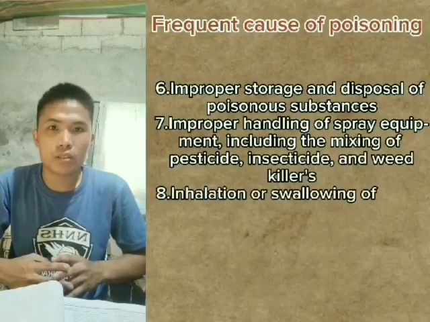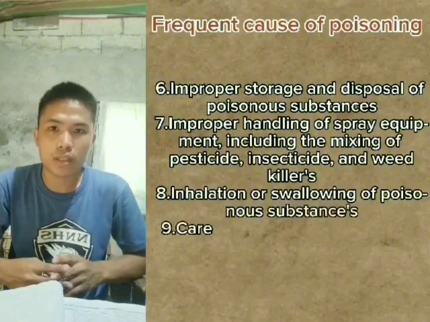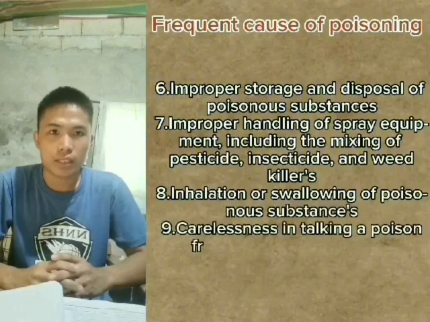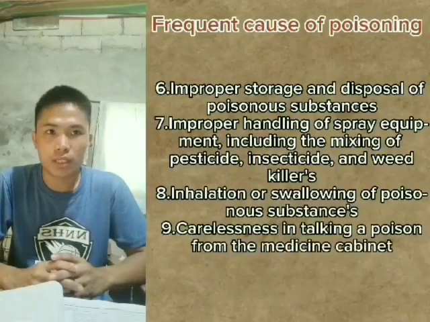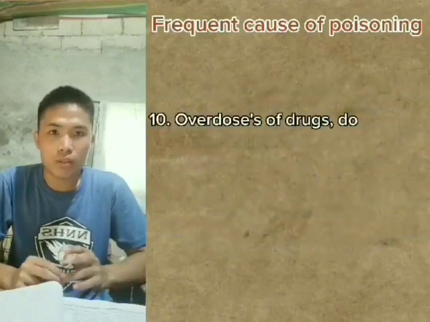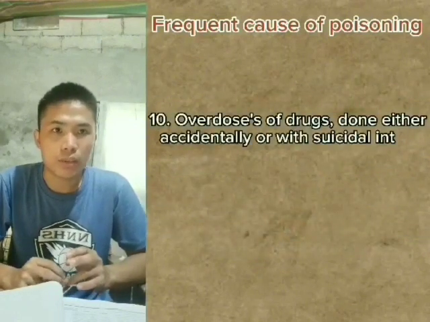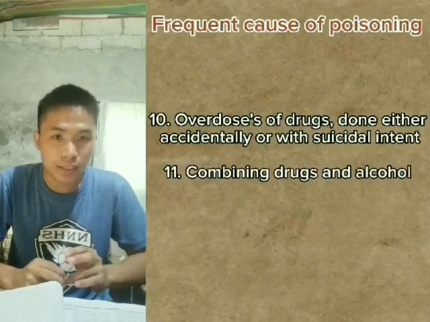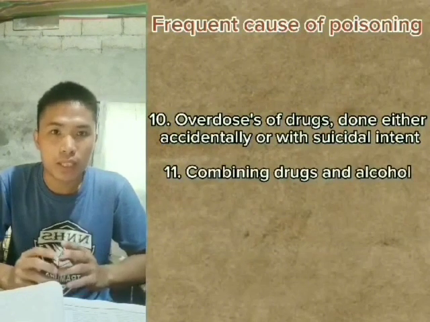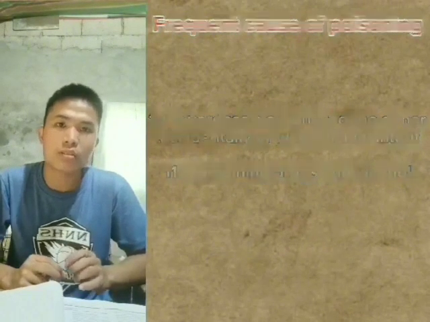Eighth is inhalation or swallowing of poisonous substances. Ninth is carelessness in taking poisons from the medicine cabinet. Tenth is overdose of drugs done either accidentally or with suicidal intent. Eleventh is combining drugs and alcohol.